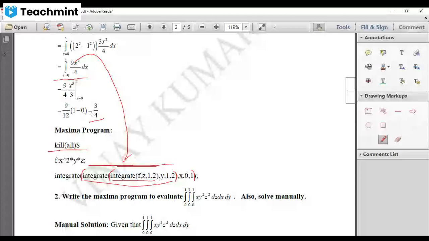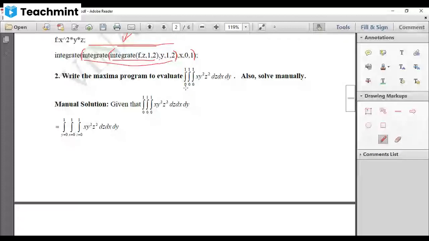Let us see one more problem. So here, integral from 0 to 1, 0 to 1, 0 to 1, x, y square, z square, dz, dx, dy. Now as usual, because the limits are constant, we cannot identify which variable varies from where to where. But from here we can identify. First you have to integrate with respect to z. Therefore this is the limit for z.